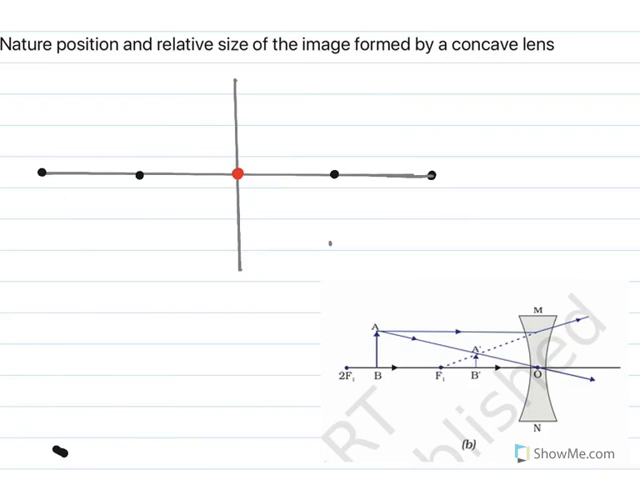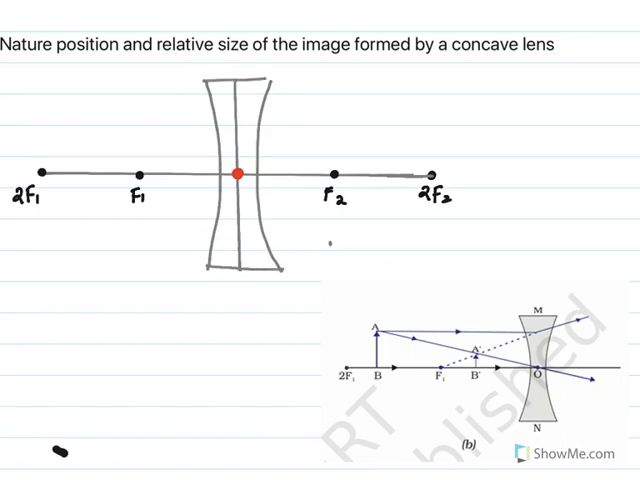So here let's take up the next case. Here we got to write this is 2F1, F1, the optical center. Then we have F2, 2F2. We now draw the lens. This is concave lens, and for concave lens I just have one case. Wherever you may keep the object, always the same kind of image is formed. So we take two rays.